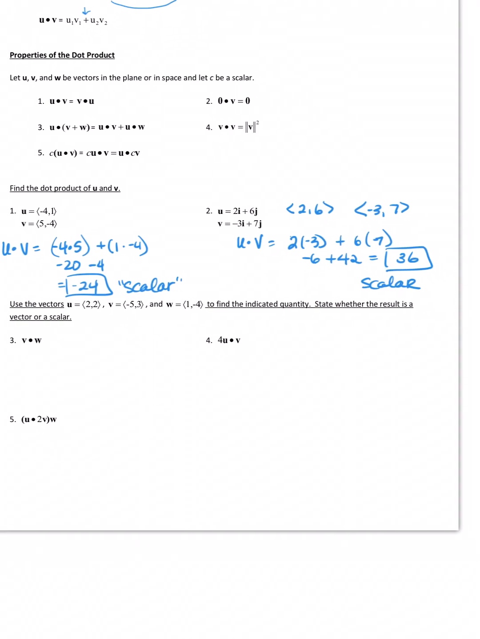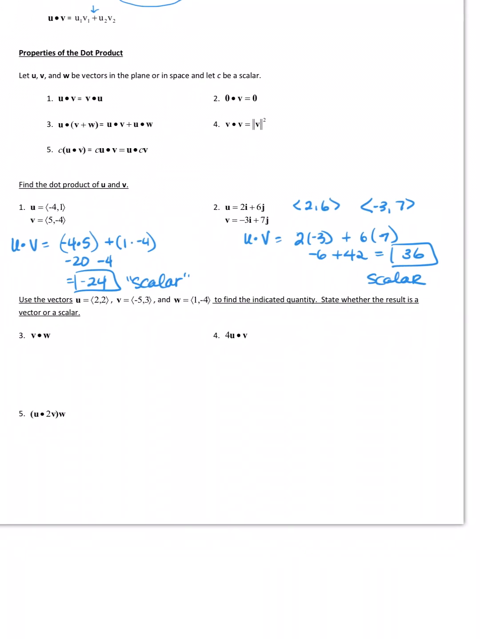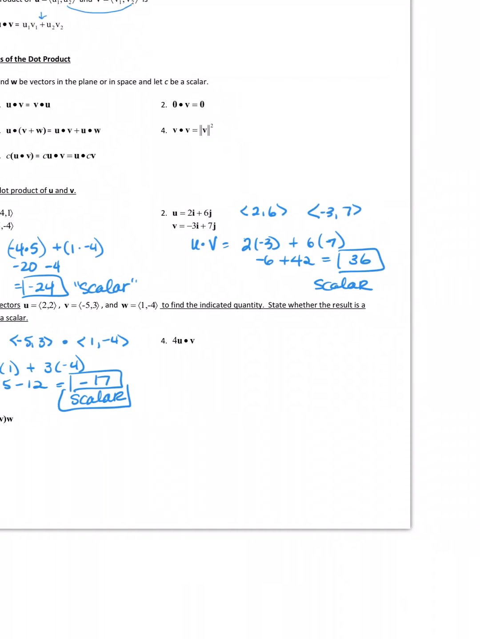Let's try these. Use these vectors U, V, and W to find the indicated quantity. State whether it is a vector or a scalar. All right, so let's look at this. Dot product of V and W. So I have -5, 3 dot 1, -4. Okay, so -5 times 1 plus 3 times -4. -5 minus 12 gives me -17. And now I need to do the second part. Is it a vector or a scalar? Well, it's no longer a vector, it's a scalar. Okay, two-part answer.